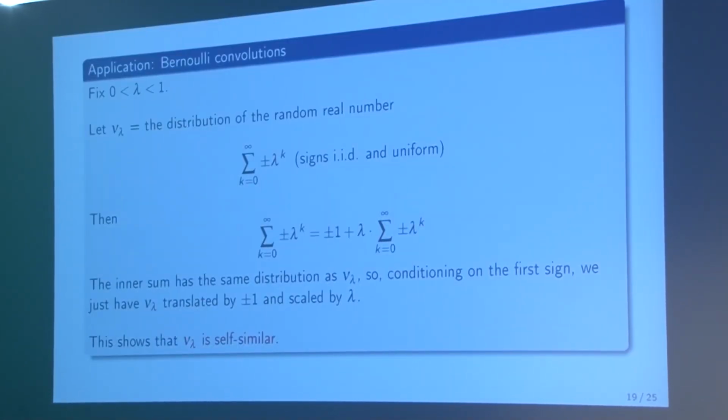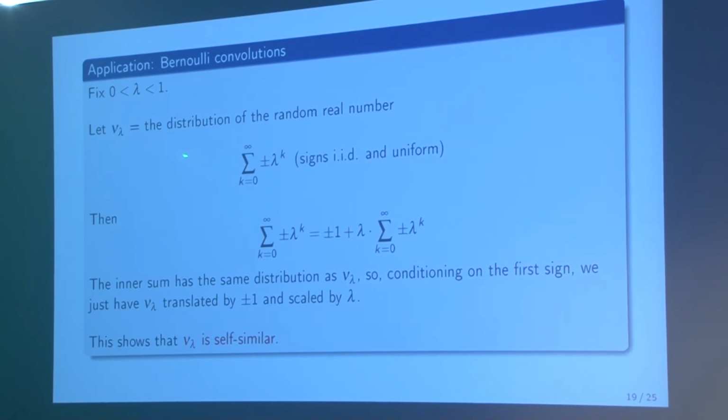Okay, I want to say a few words about one of the main applications of this that's seen a lot of development in the past 3 or 4 years, and that's the subject of Bernoulli convolutions. So this is an old problem. I'll give some of the history on the next slide. It concerns a family of measures. So you fix a parameter lambda between 0 and 1.